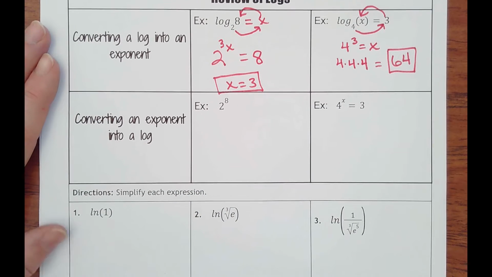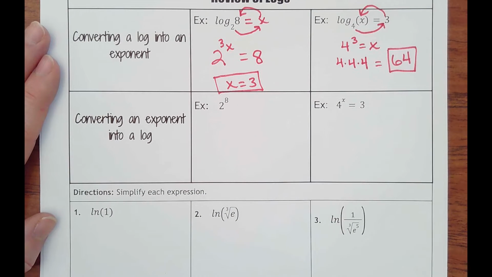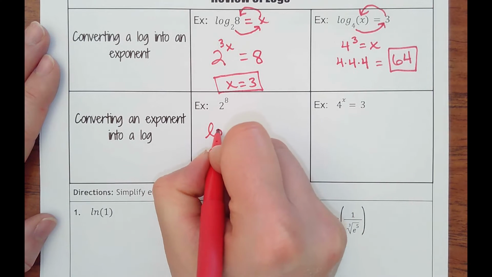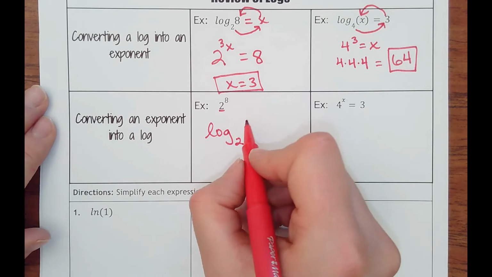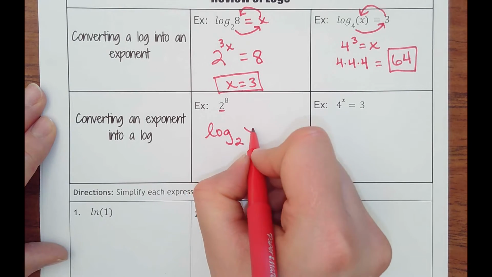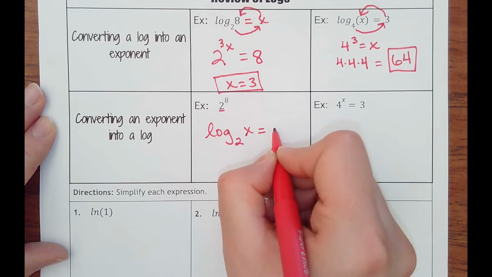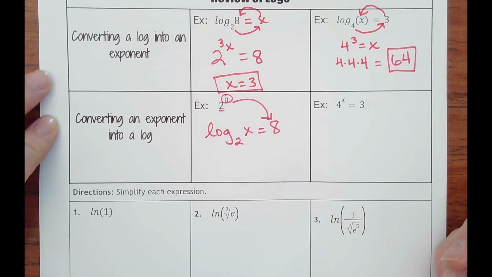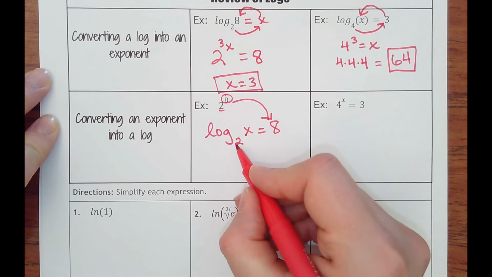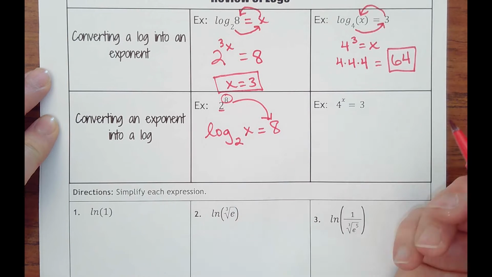Okay, now going the other way is, let's say you have an exponent and they ask you to write it as a log. I would write log with a base of 2 of something needs to equal the power of 8. The power is always what it equals in a log. Okay, so 2 to the 8th power equals what?